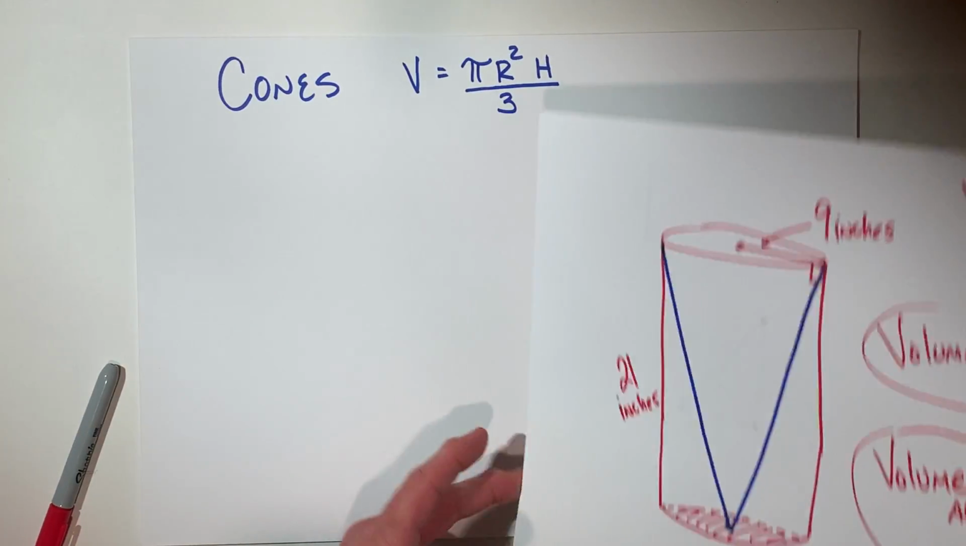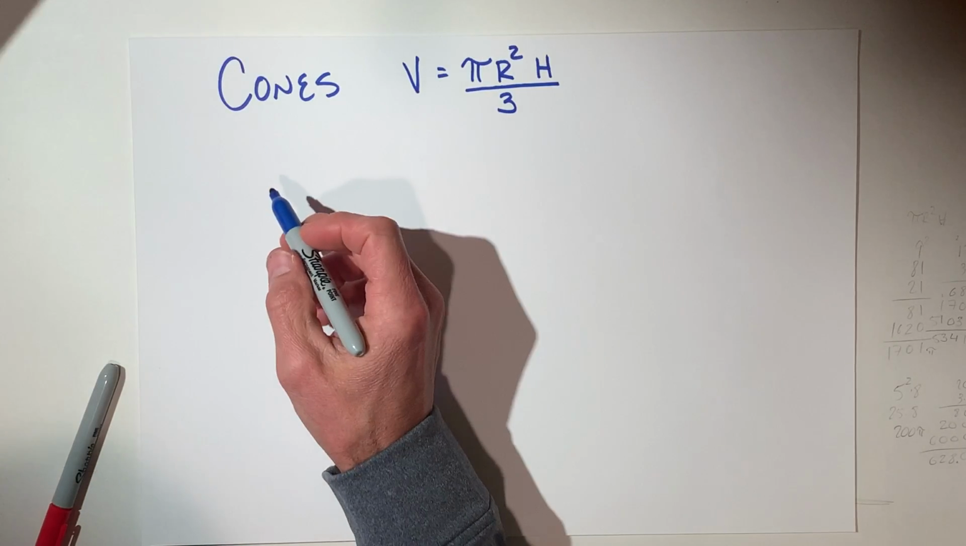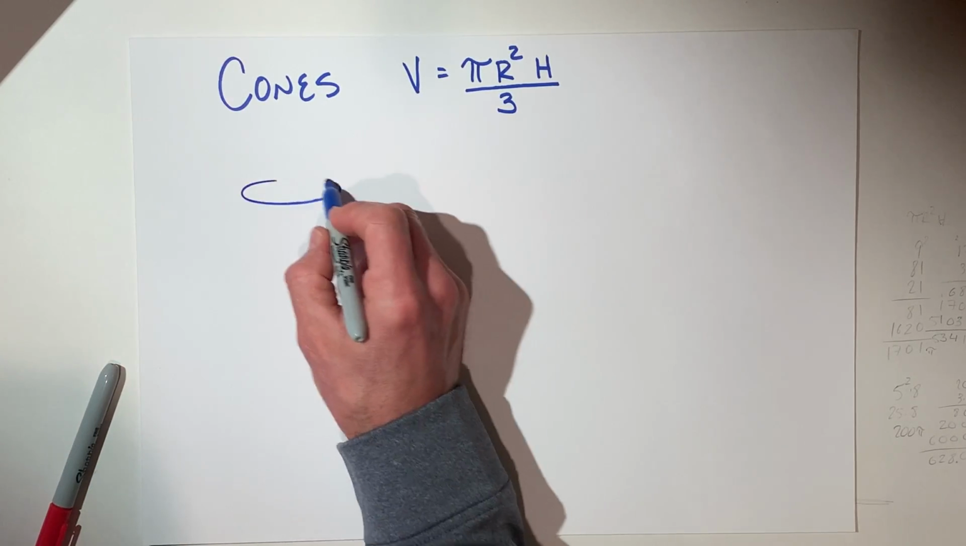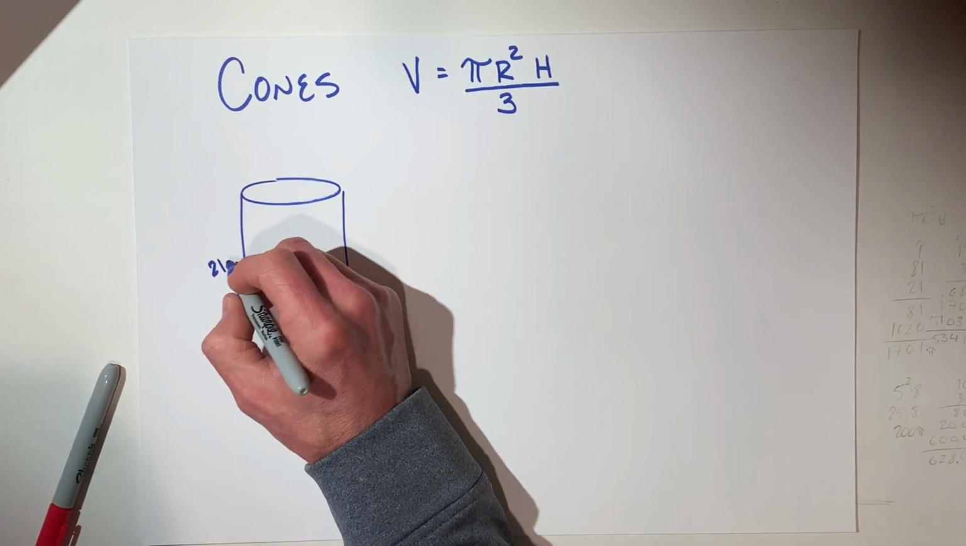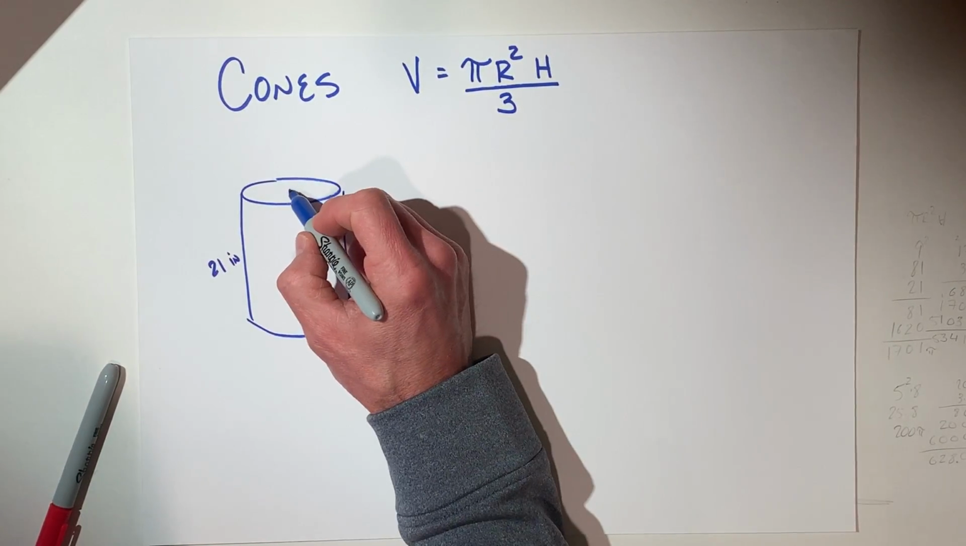So I'm going to go ahead and take something that we've already done. So off screen, I have my original example, which was 21 inches, and we had a radius of 9.